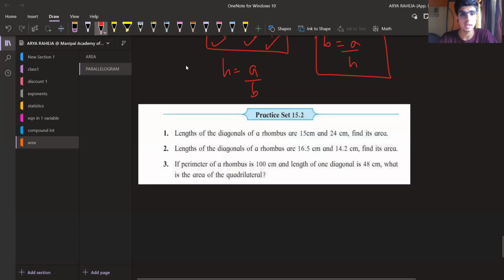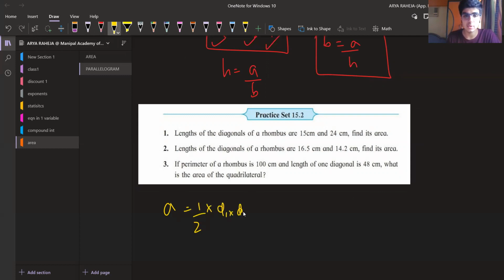Here are the questions on rhombus. First question: the lengths of the diagonals of a rhombus are 15 centimeter and 24 centimeter. That's a simple question, so area is equal to half multiplied by d1 into d2. Half into 24 into 15, and 2 12s are 24. So the answer will be 12 into 15, which is 180. So area will be 180 centimeter square. The first one was easy.